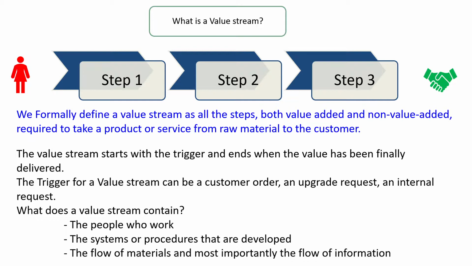What does a value stream contain? It contains the people who work, the systems or procedures that are developed, the flow of materials and most importantly the flow of information. Some of the most common, industry-agnostic examples of value streams are the overall request for fulfillment, namely the material and information flow, from the initial customer request to the moment we collect the payment. This call-to-cash value stream applies to just about any industry.